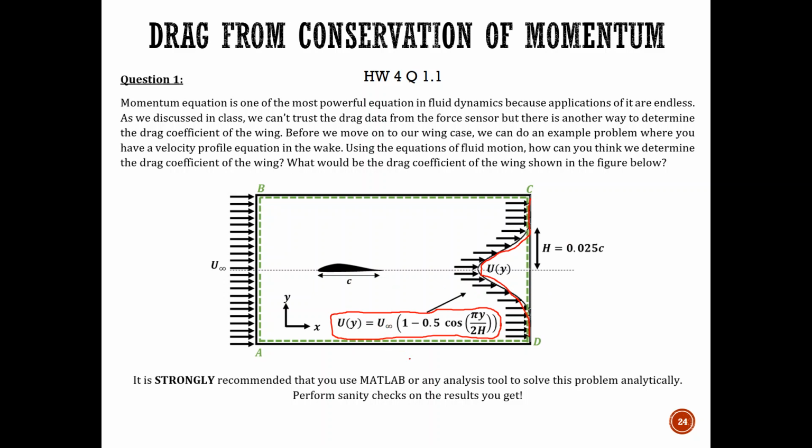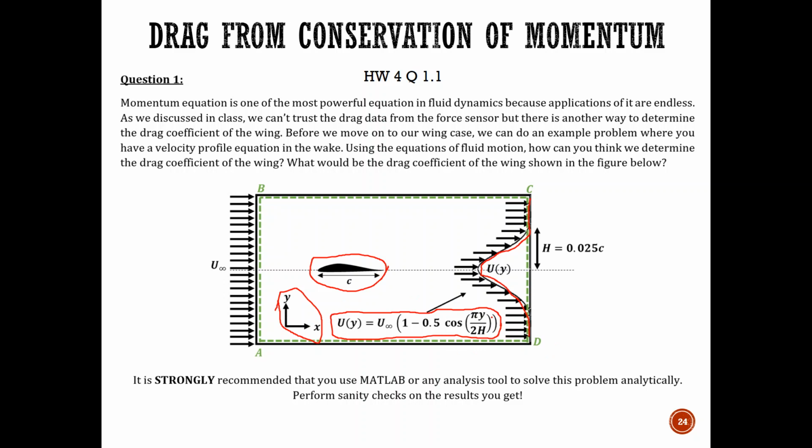You have U infinity marks the free stream velocity, right? And by y, so you get your coordinate system, x and y, right? We assume that there's no change in velocity with respect to the x-axis. We only consider the change in velocity with respect to the y-axis. Okay, what you're required to do here is find what would be the drag coefficient acting on this airfoil if the wake profile is given by this expression. Okay, and you can get this by using equations of fluid motion, right?